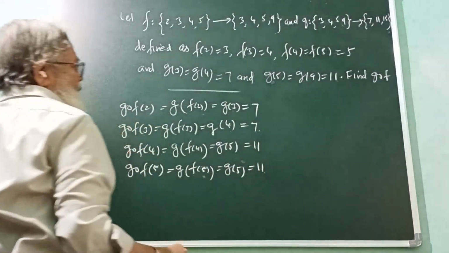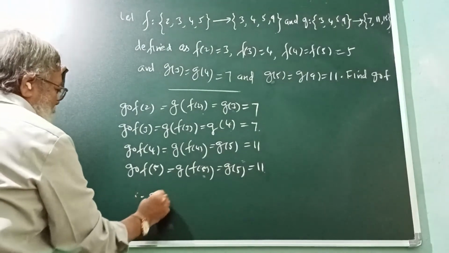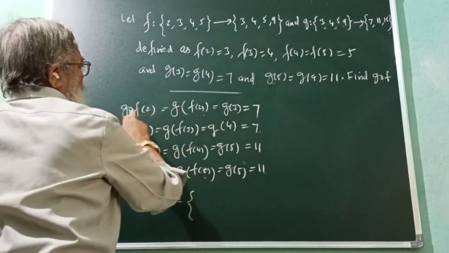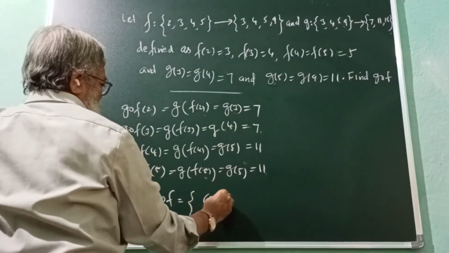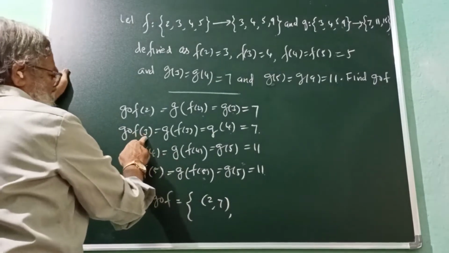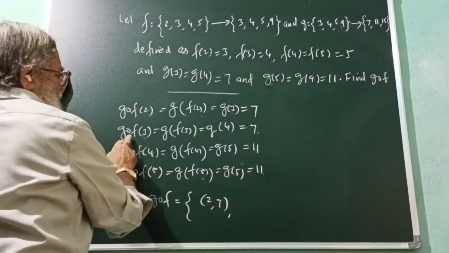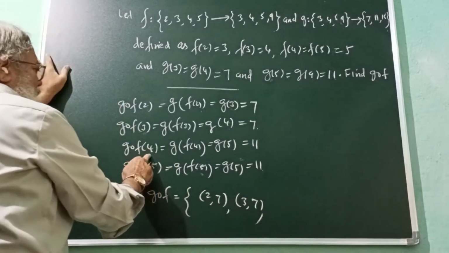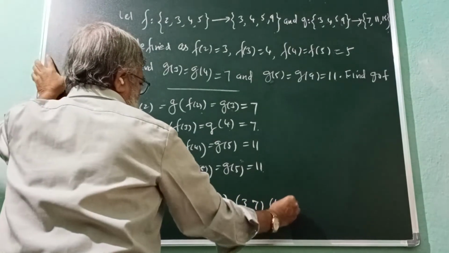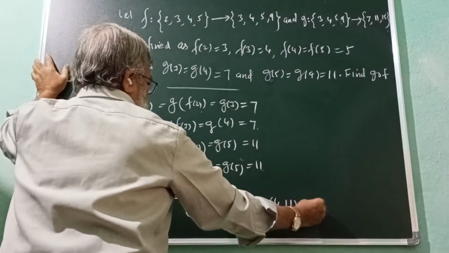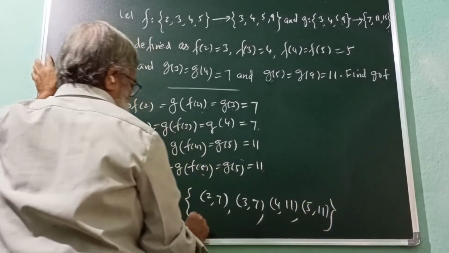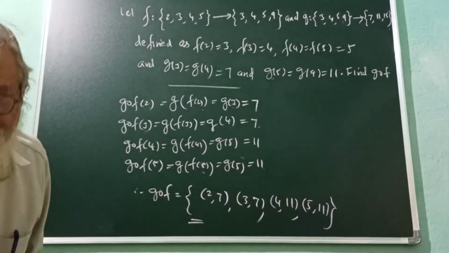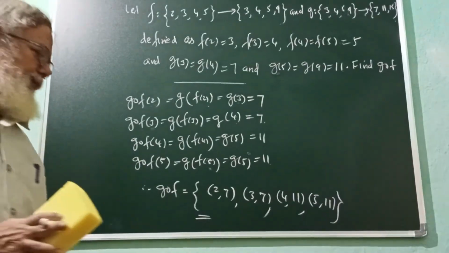So now we can see here, therefore, g composition f is given by: the image of 2 under g composition f is 7, the image of 3 under g composition f is 7. Similarly, we have image of 4 is 11 and image of 5 is also 11. This is the g composition f of this one. Next problem. See here.